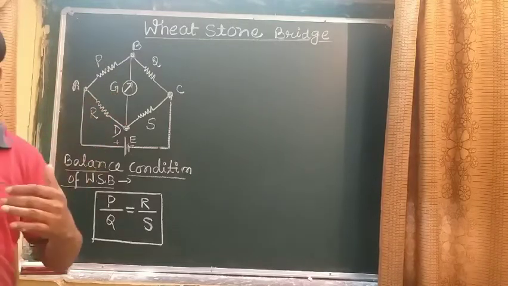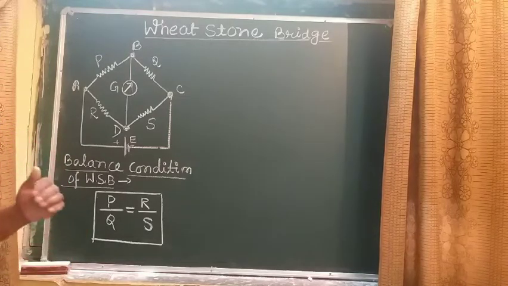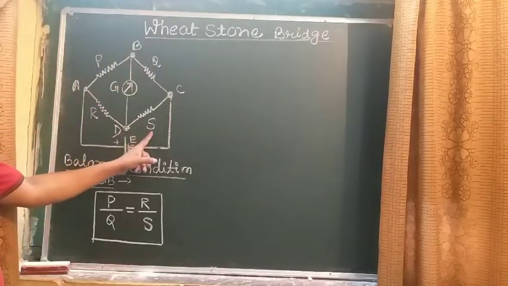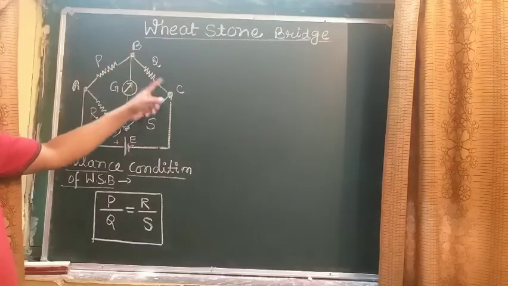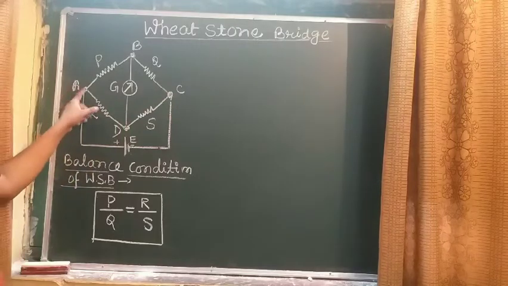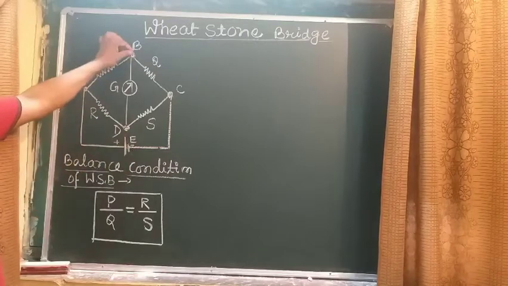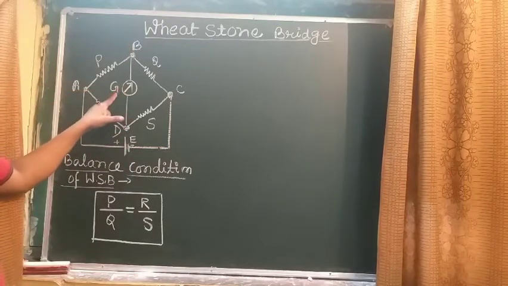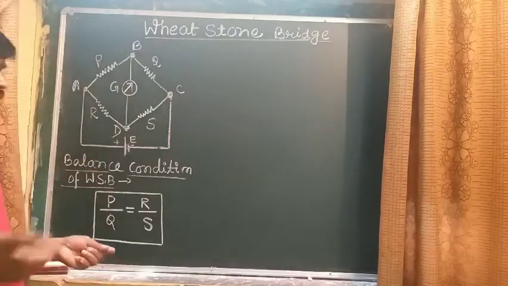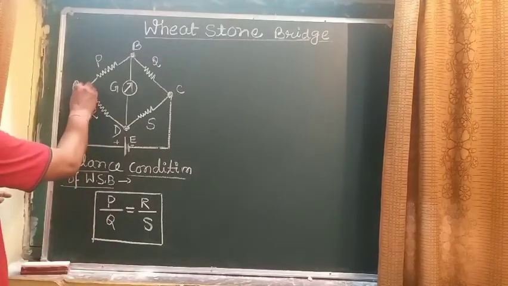And you know that a galvanometer is a device which can be used to determine the flow of current through a circuit. So the Wheatstone bridge consists of four resistances P, Q, R, S connected to form the arms of a quadrilateral ABCD, where points A and C are connected with the cell or battery whose EMF is E, and points B and D are connected with a galvanometer.